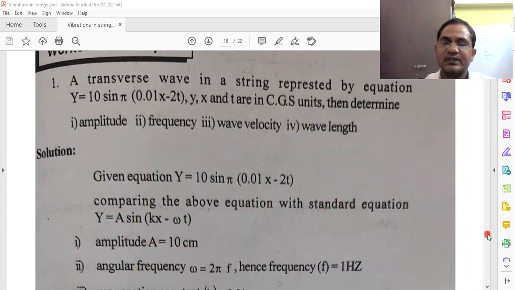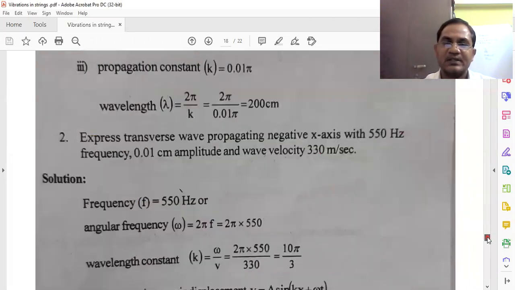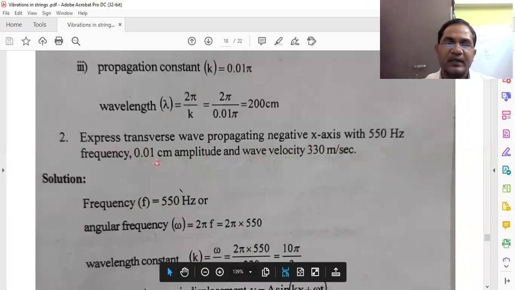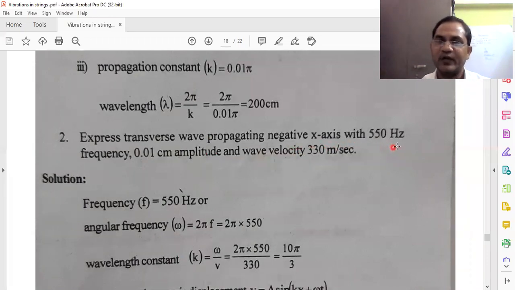Okay. So this is a simple problem. Second problem: express the transverse wave propagating along the negative x-axis with 550 Hz frequency, 0.01 centimeter amplitude, and velocity 330 meter per second. So here frequency f is equal to 550 Hz, amplitude A equal to 0.01 centimeter, velocity of the wave v equal to 330, given. We have to write the equation of the traveling wave, the equation of the propagating wave.